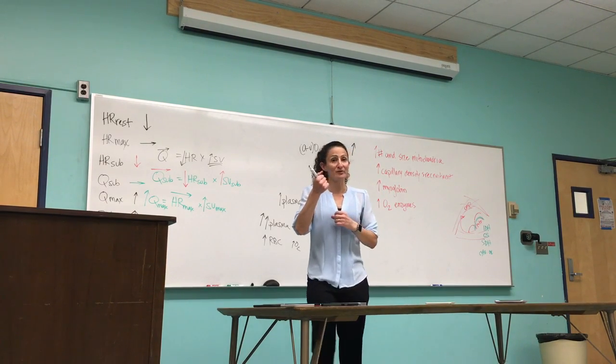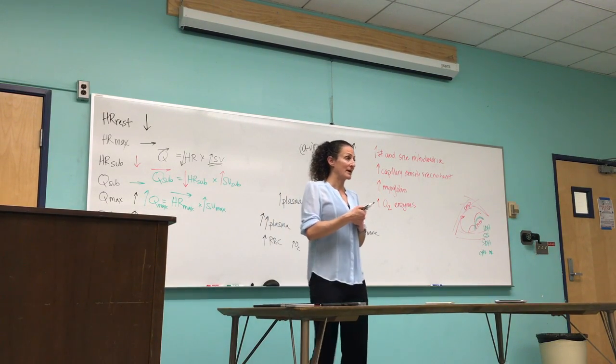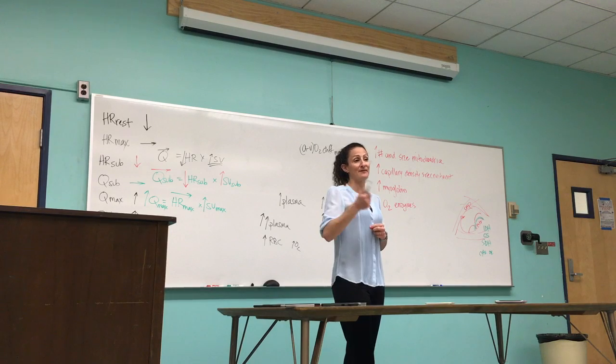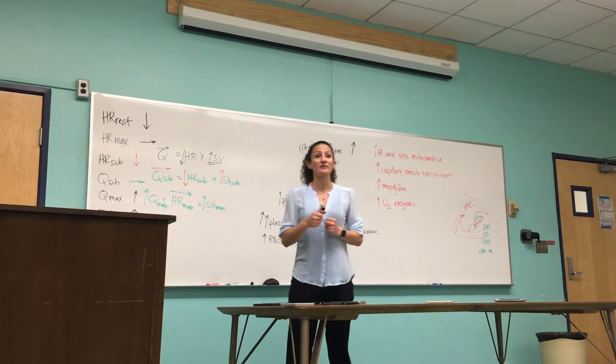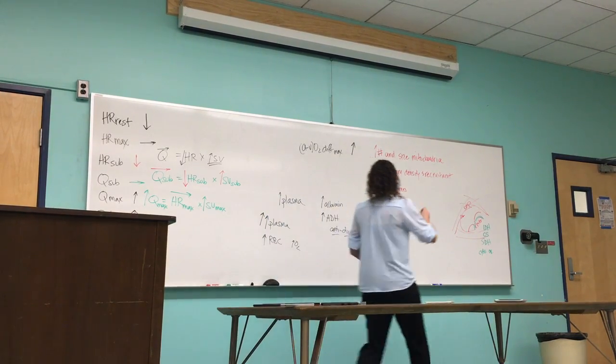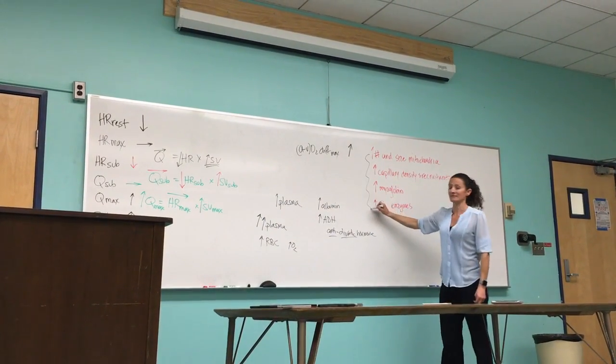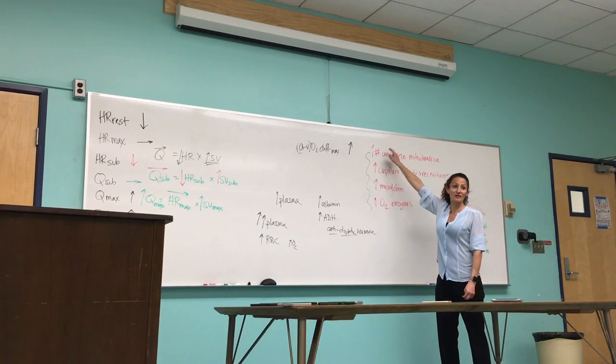Okay, so a trained person will have a lower RER at a given intensity because they can still rely on fat as a substrate. Because their lactate threshold is higher because of all these adaptations. These adaptations are going to be the cause of a lot of things.